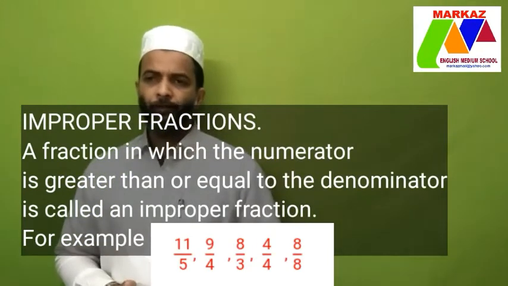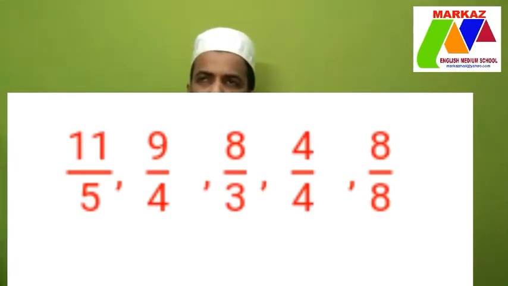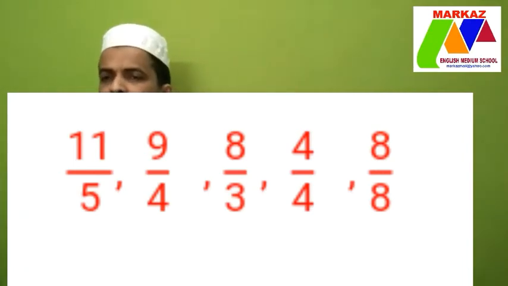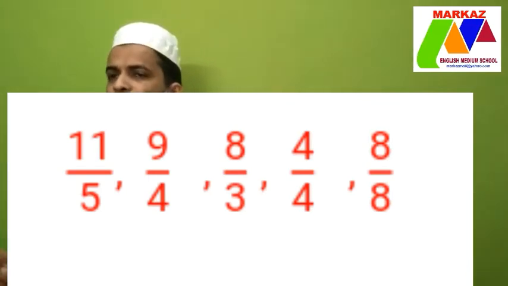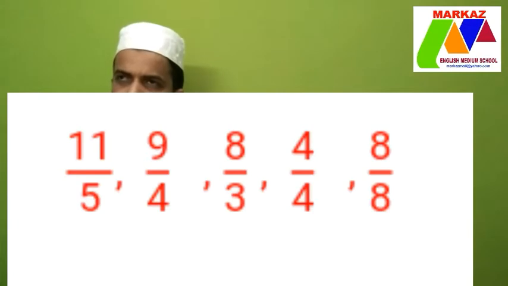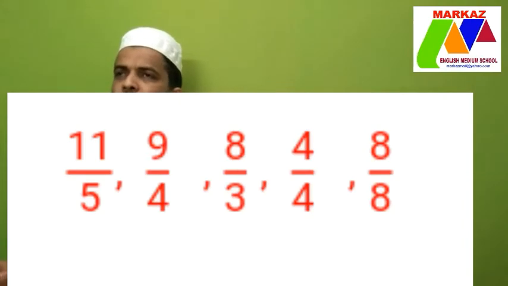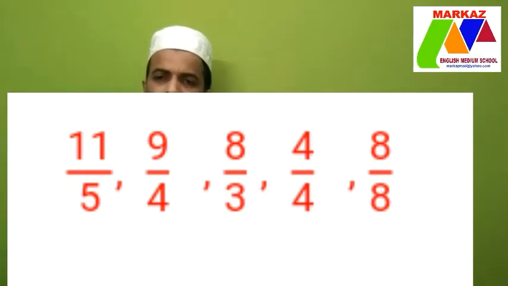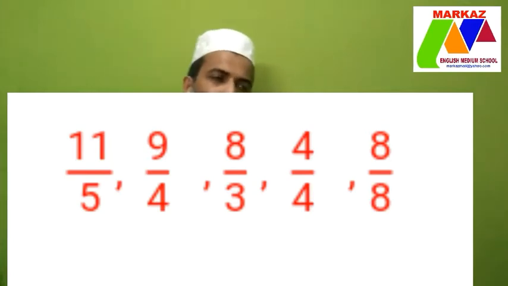Look at the fractions. Here, the numerator is greater than or equal to the denominator. First one, numerator is 11, denominator is 5. Second one, numerator is 9, denominator is 4. Third one, numerator is 8, denominator is 3. In the first three examples, the numerator is greater than the denominator. Okay. Look at the last two fractions. Here, the numerator and denominator are equal.